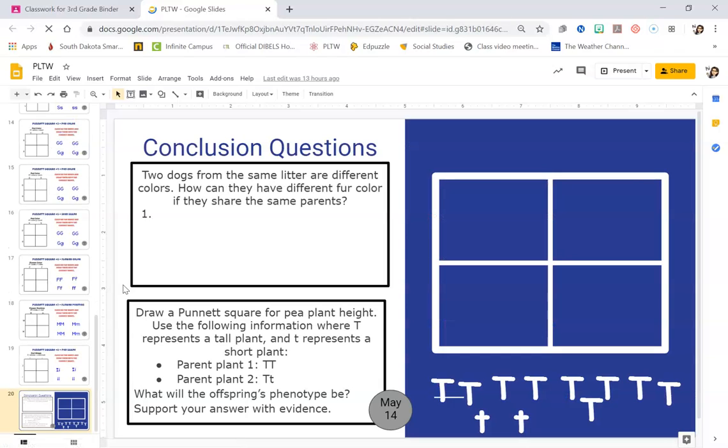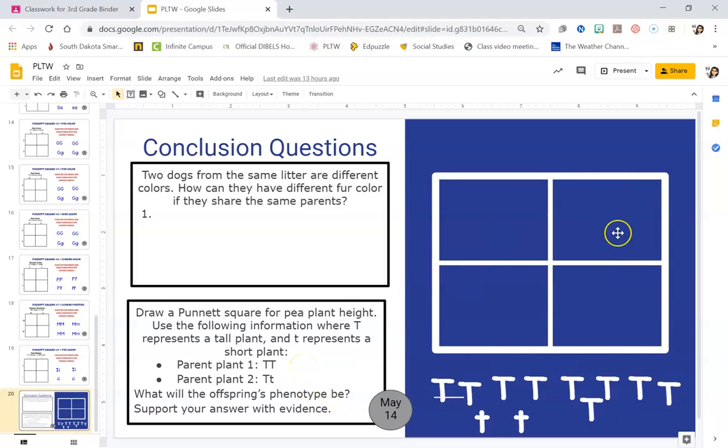So here is the May 14th slide. Two dogs from the same litter are different colors. How can they have different fur color if they share the same parents? Then draw a Punnett square for pea plant height. This is one question up here about two dogs. And then this Punnett square over here goes with this question at the bottom.